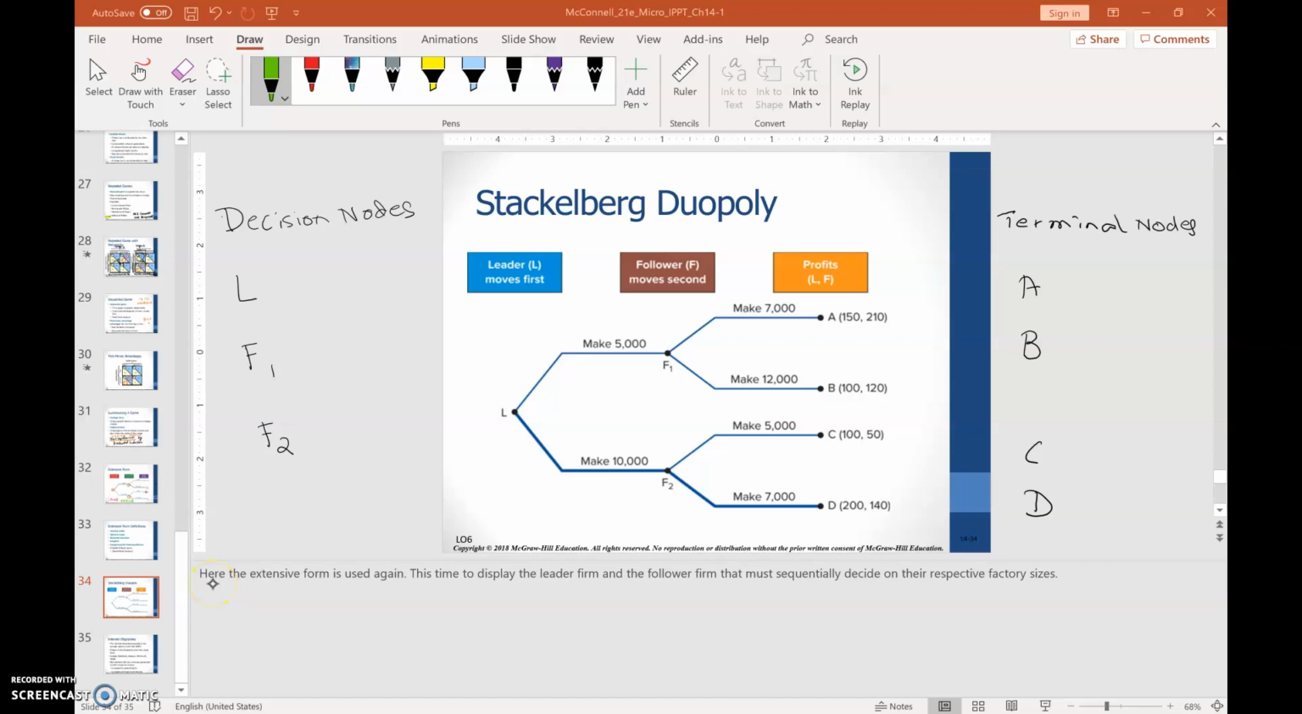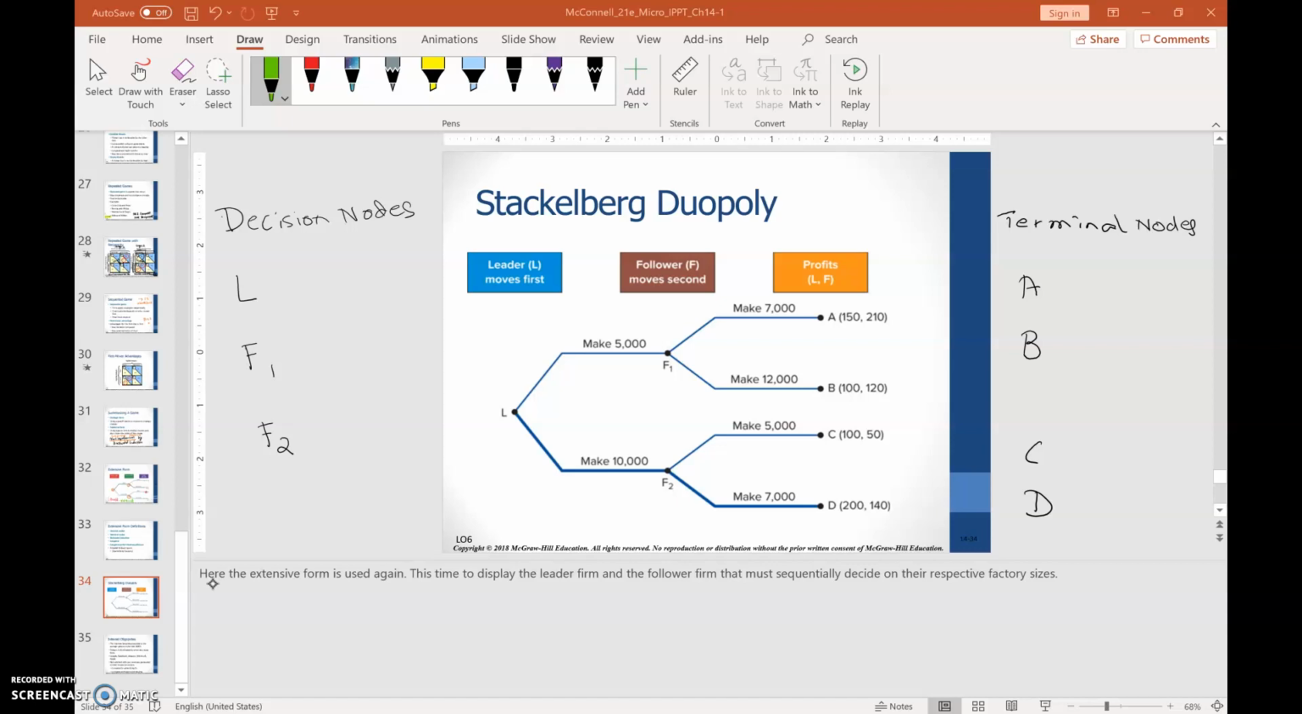Hey everyone, let's look at another sequential game for practice, and we will solve this Duopoly game using the method of backward induction from before, and we will find a subgame perfect Nash equilibrium.